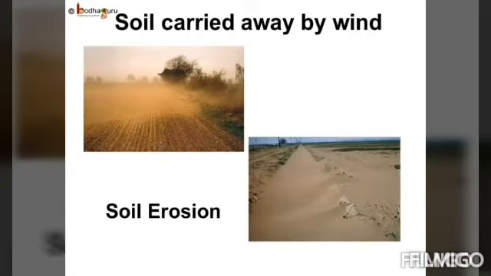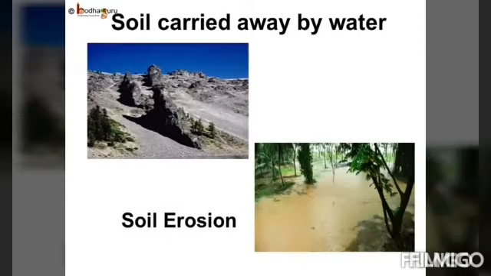What happens when the wind blows hard or if the water current is fast? Often the top layer of soil is blown away by wind or washed away by the water. This removal of the topsoil from a place due to the wind or water is called soil erosion.